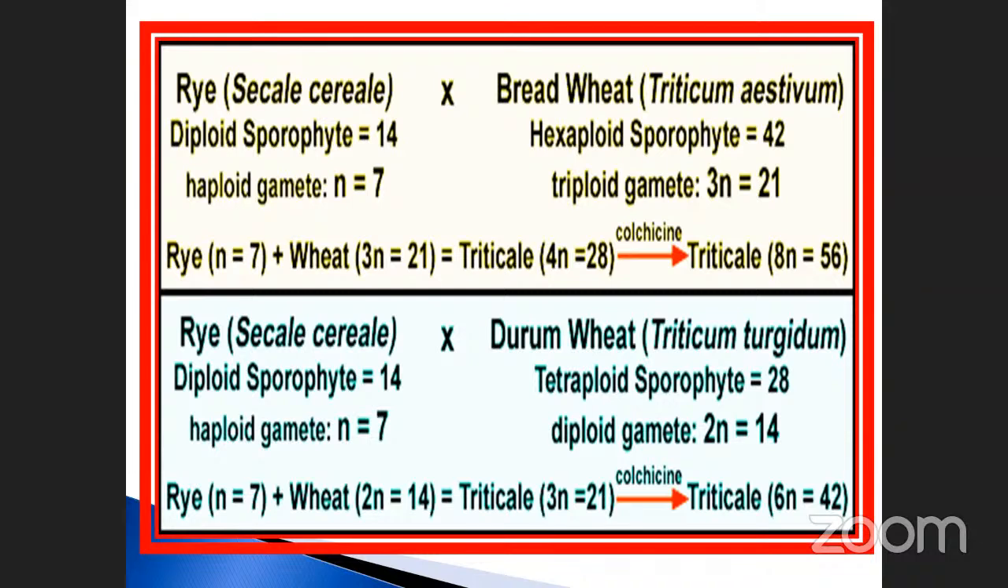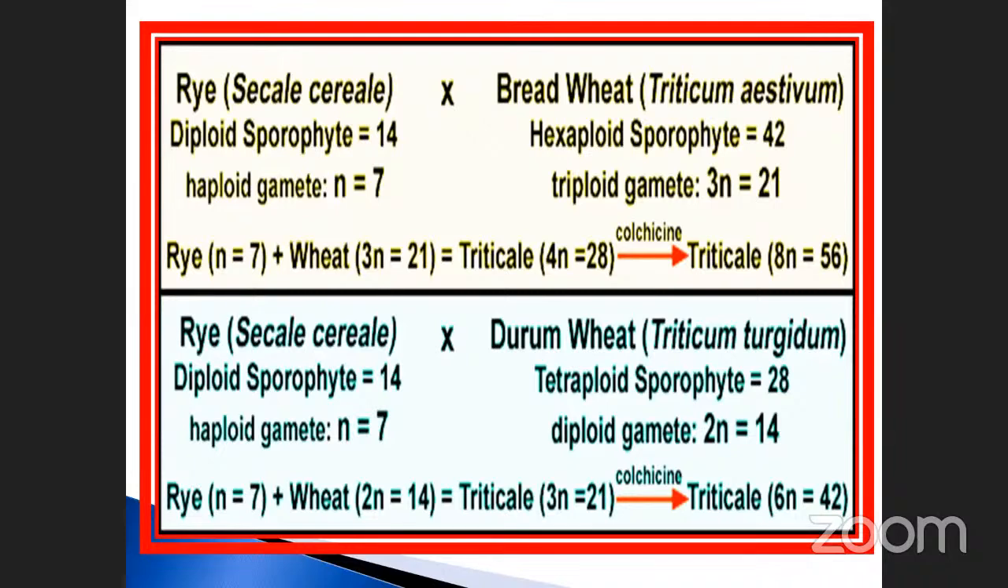See here what happened in the cross. When you cross these two, the 42 as well as the 14. Rye n is 7, wheat 3n is 21. So in total, we get the 4n stage, that is tetraploid nature, 28. This is the normal first one. When you introduce colchicine, which is one of the chemical substances used mostly for polyploidy to improve the quality, this is the normal process.